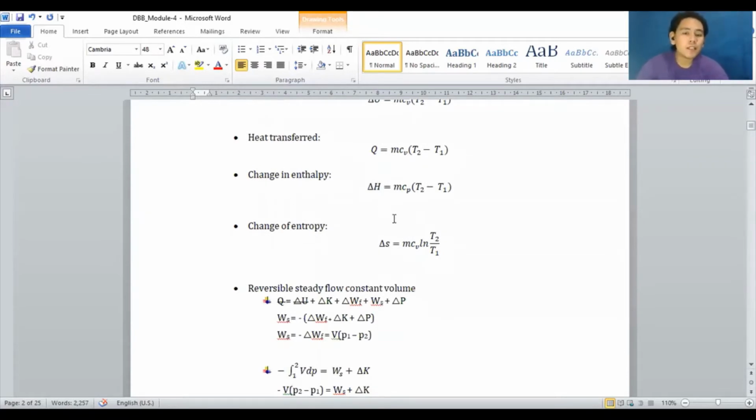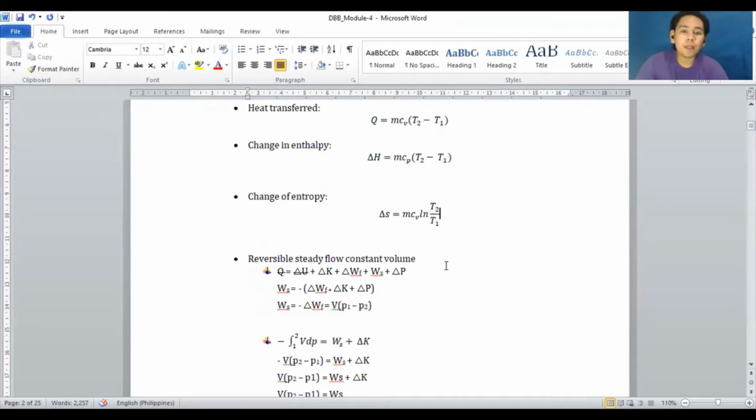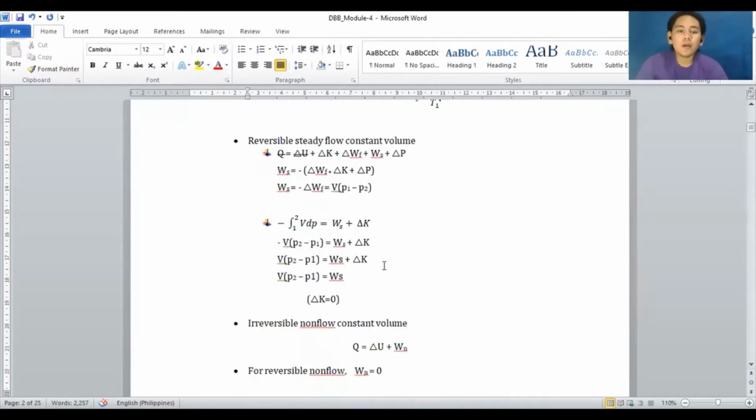Now, your change in enthalpy. Change in enthalpy is delta H equals m Cp delta T, since it is the original equation of the enthalpy. Now, the change of entropy is m Cv ln T2 over T1. In your calculator, there is a logarithmic function there, so all you have to do is put in the values.